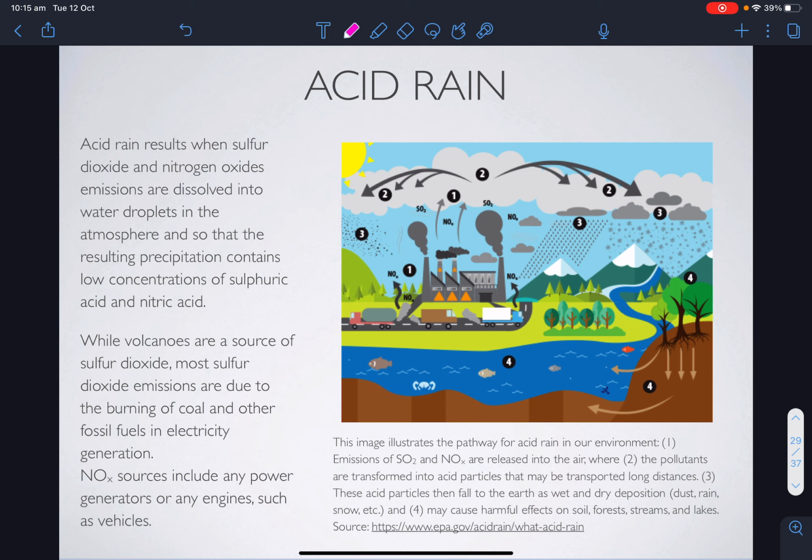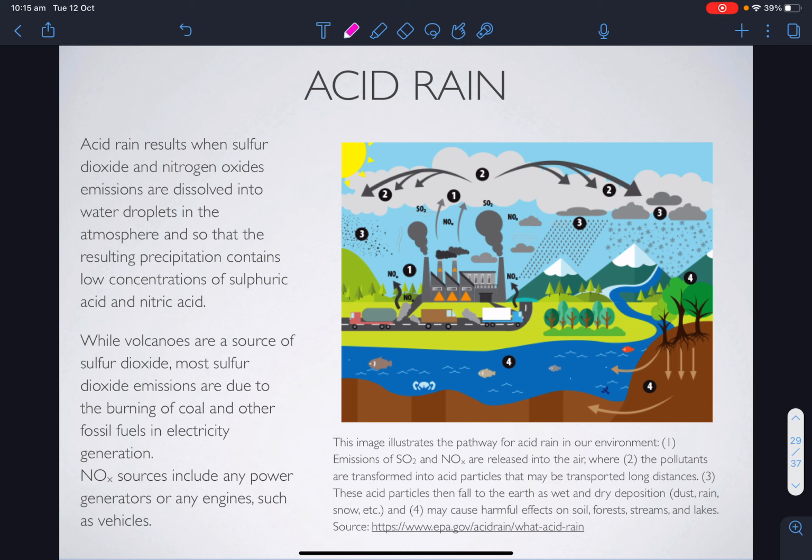So the first, as you can see, is acid rain. Acid rain occurs when the gases sulfur dioxide and also nitrogen oxide, so those gaseous emissions, are dissolved into water droplets in the atmosphere. And so when precipitation occurs, it has low concentrations of sulfuric acid and nitric acid. Okay?